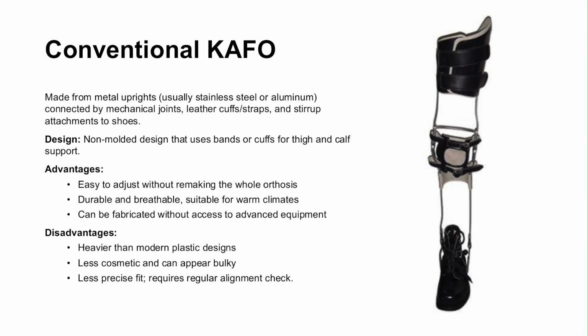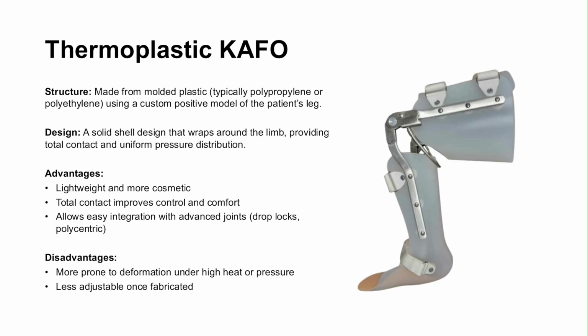Now, thermoplastic KAFO. These thermoplastic KAFOs are formed from a model of the limb and offer a close, total contact fit. They distribute the pressure more evenly and are generally lighter than the conventional KAFO. These are ideal for younger patients or those needing more cosmetic and discreet support, and they are often used in neurological conditions where weight and comfort are the major concern.